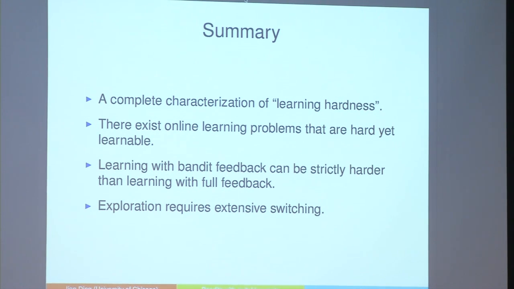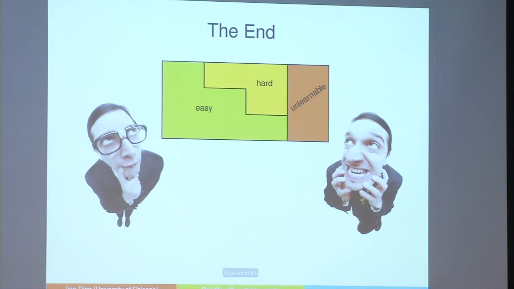Okay. Finally, this is a summary. We arrive at a complete characterization of the information theoretical learning hardness of this kind of games. If we add switching cost to the game, there is a difference in the learning hardness between full information and bandit information, which is not observable if you are doing a full information model. Well, eventually we arrive at this picture, which seems to be complete. That's the end of my talk.